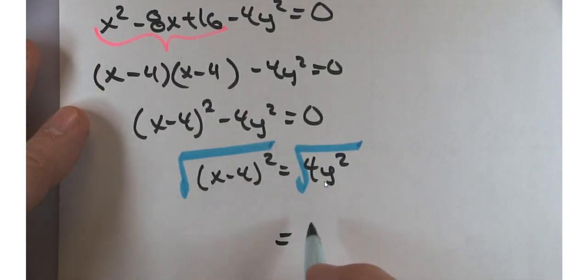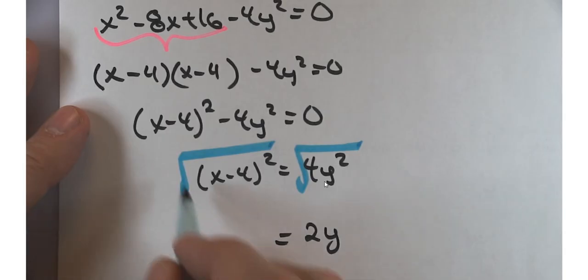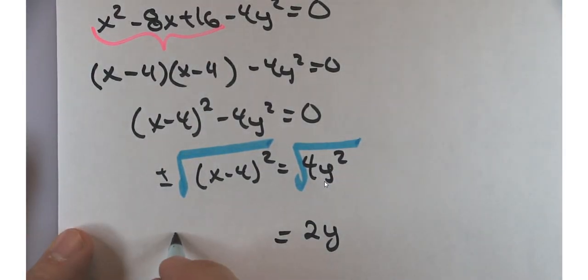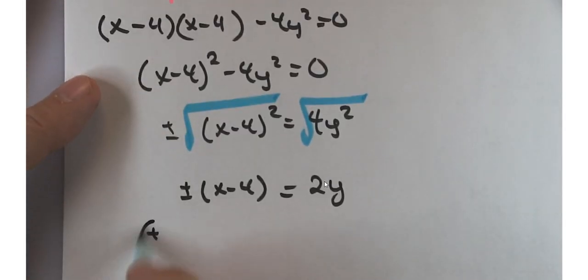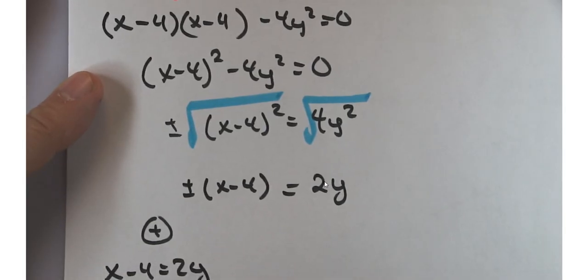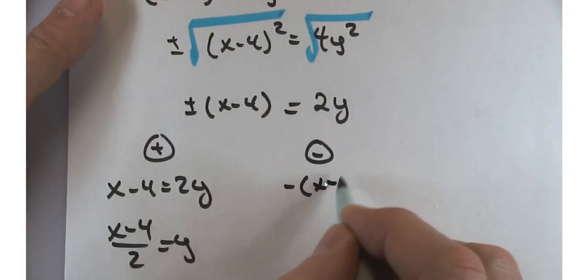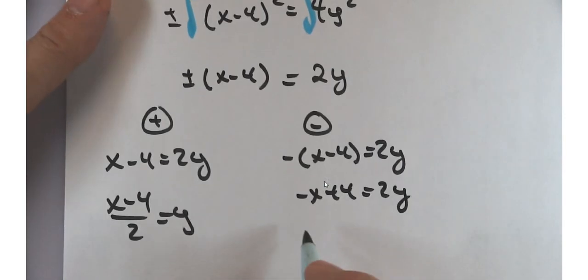On the right-hand side, the square root of 4 is 2, and the square root of y squared is going to be y. On the left-hand side, I want to put the plus and minus. I'm not going to put the plus and minus on both sides because it tends to cancel itself out. But you get plus or minus x minus 4. Our positive case is x minus 4 equals 2y. And our negative case is negative of x minus 4 equals 2y, so negative x plus 4 equals 2y, or negative x plus 4 over 2 equals y.